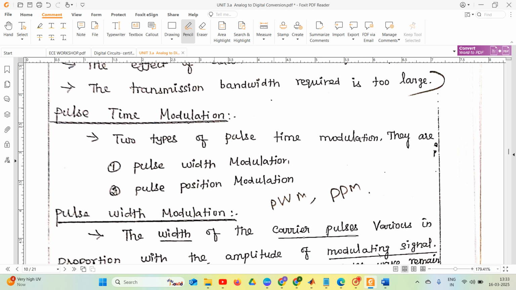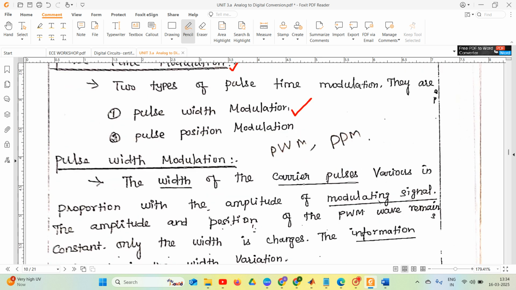In pulse time modulation, it is broadly classified into two types: pulse width modulation and pulse position modulation. First, we will discuss pulse width modulation. These two are related to time, so that's why these two modulations come under pulse time modulation. First, we will discuss pulse width modulation.